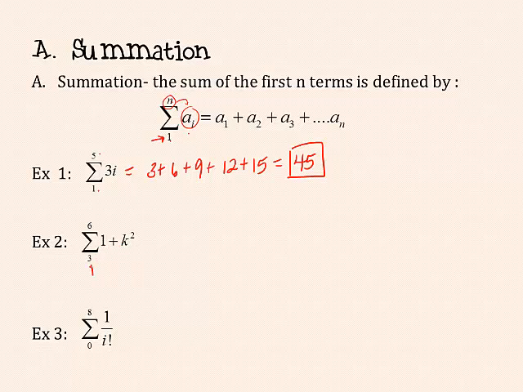Example 2 here. Same process. Look at this one. I start with the number 3, end at a 6, plugging it into where there's a k. So 3 squared is 9 plus 1 is 10. 4 squared is 16 plus 1 is 17. 5 squared is 25 plus 1 is 26. And then 6 squared is 36 plus 1 is 37. So I will use my calculator to find that sum for me. I get 90.